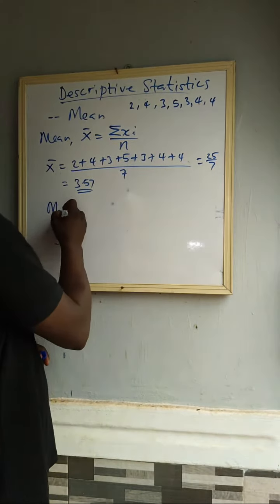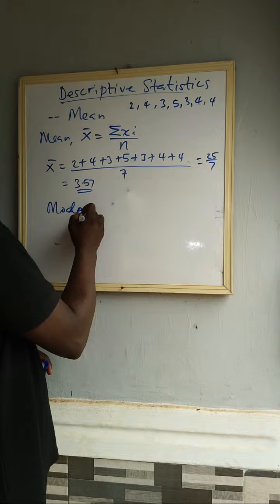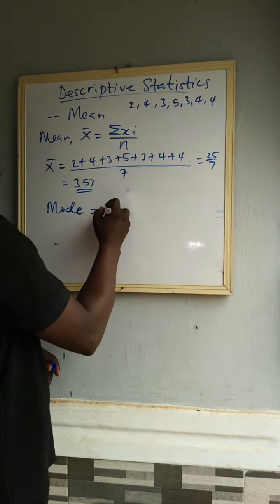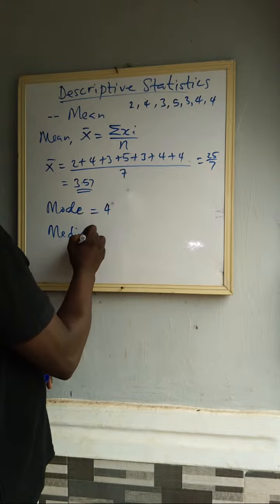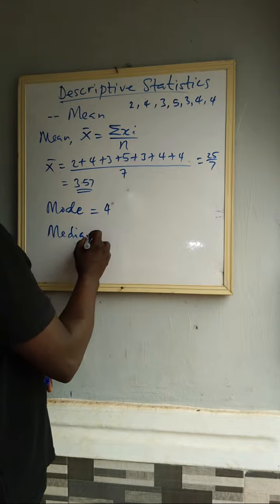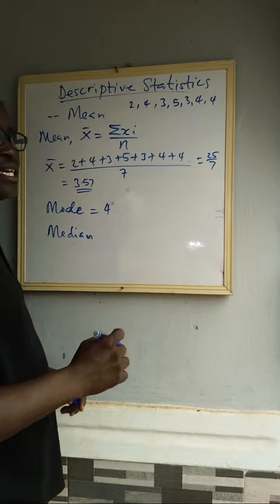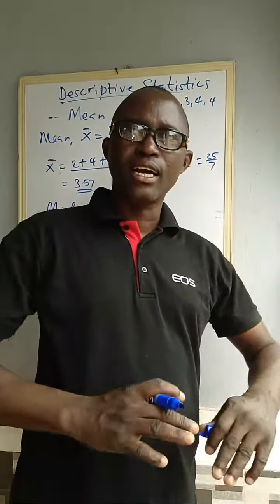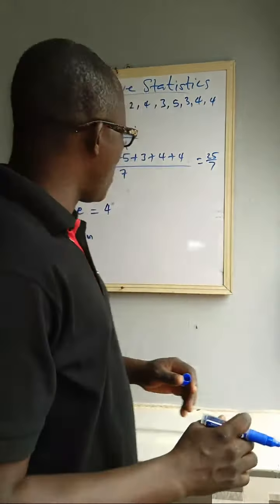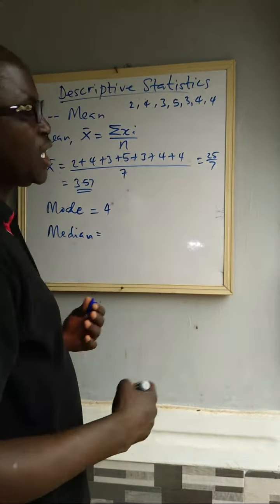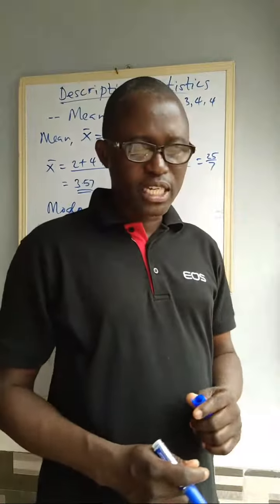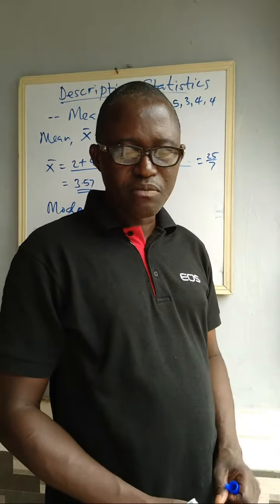Mode is 4, because 4 appears 3 times. Now you can also look at the median. To get the median, you need to arrange the data in ascending order and look at which one comes in the middle. The one that comes in the middle, you call the median.